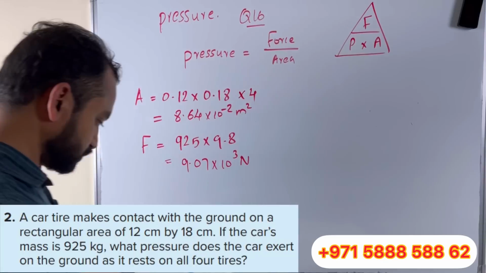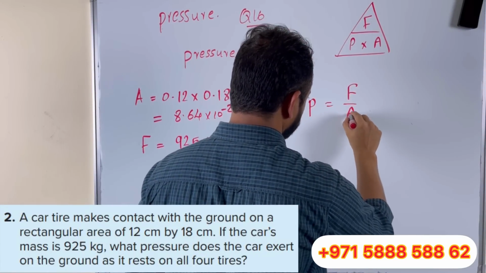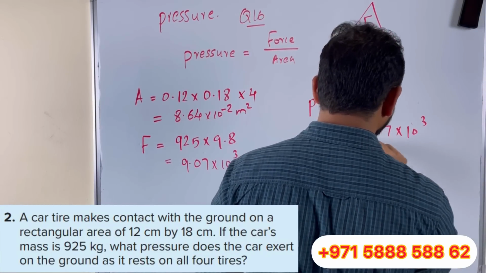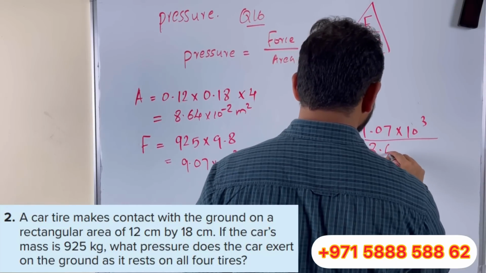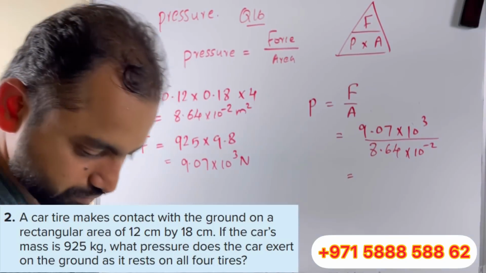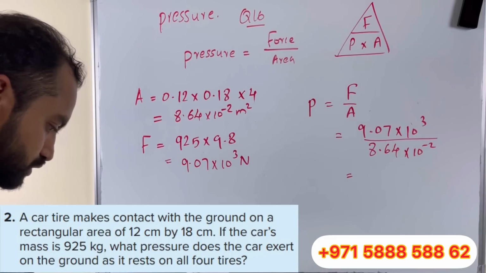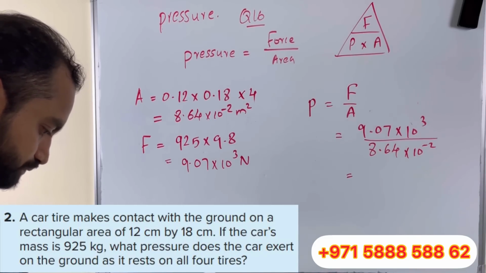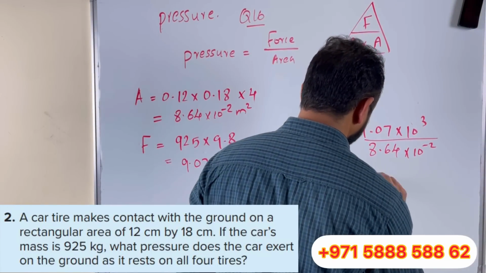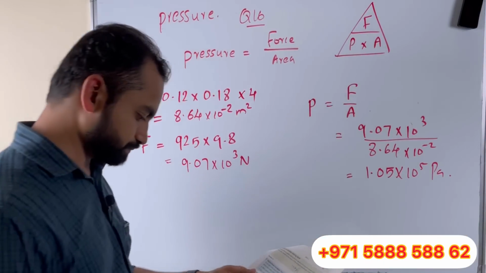So what do you have to calculate? You have to calculate the pressure, right? So pressure P is equal to force divided by area. Force is 9.07 times 10 to the power 3 divided by area, which is 8.64 times 10 to the power negative 2, which equals 1.05 into 10 to the power 5 Pascal. 1.05 times 10 to the power 5 Pascal is the value of the pressure.